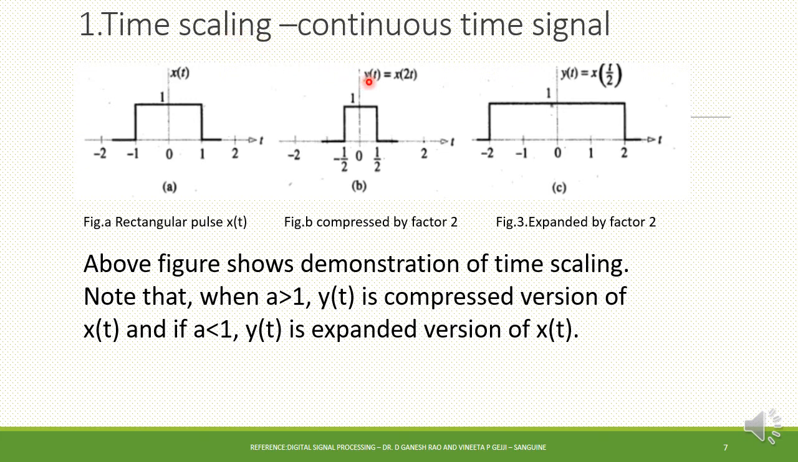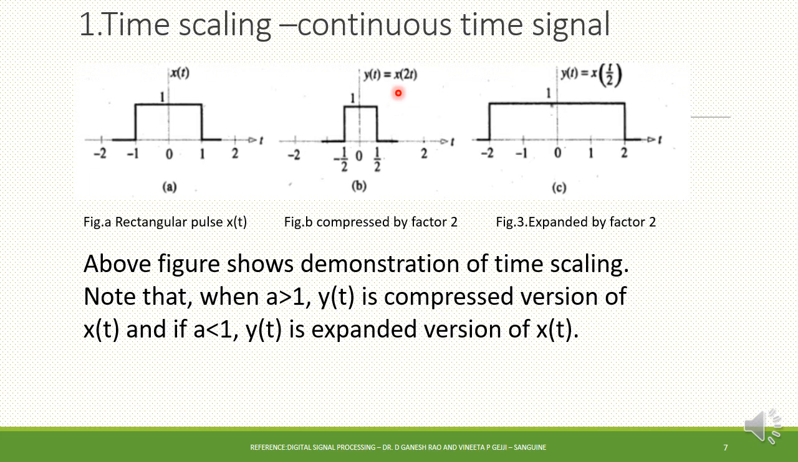If the value of a is greater than 1, then y of t is a compressed version of x of t. Here a is 2, so the resultant signal is a compressed version of x of t. That is why I have written compressed by a factor of 2, because I have taken a equal to 2.